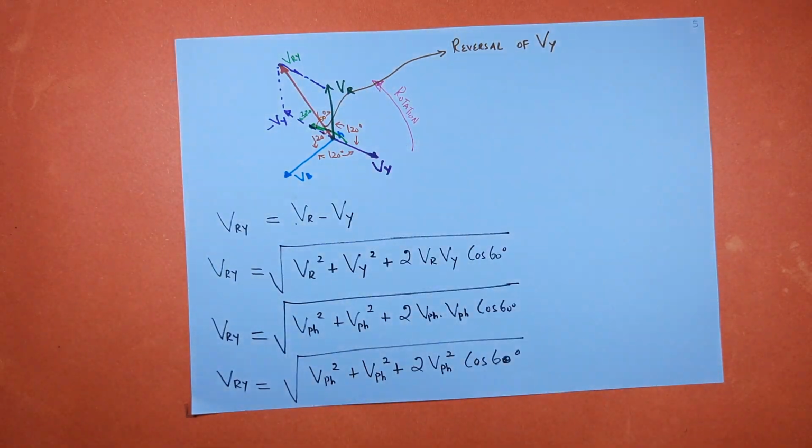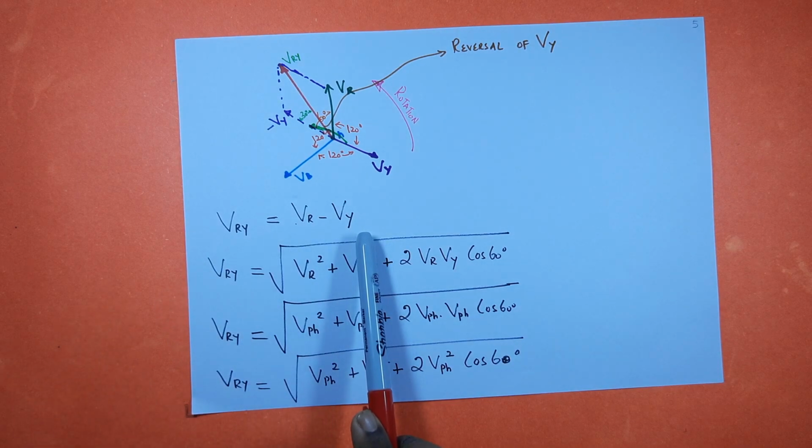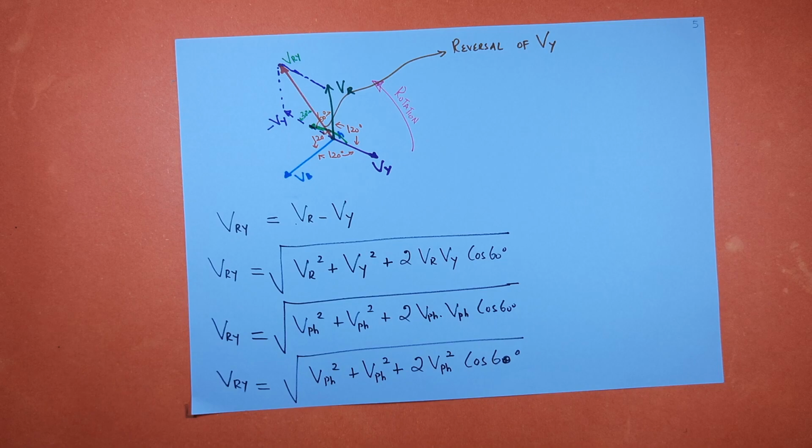So we have to use the vector algebra formula. VRY equals VR minus Vy. This is a phasor subtraction. It's not ordinary subtraction because it is vector or phasor. All these things, VRY, VR, Vy, are phasors. So it is a phasor subtraction.